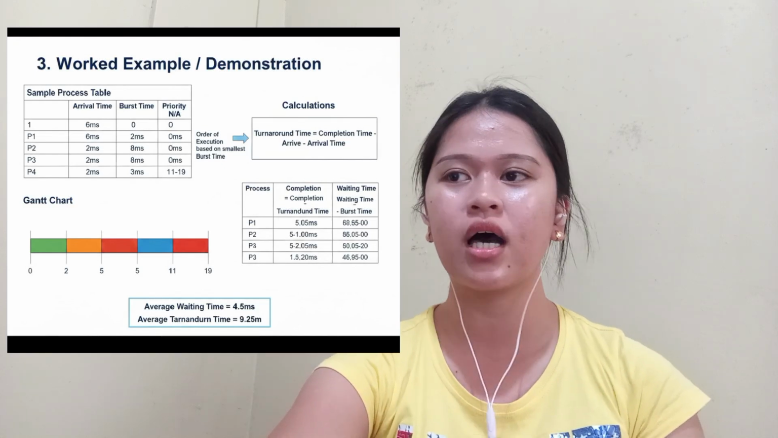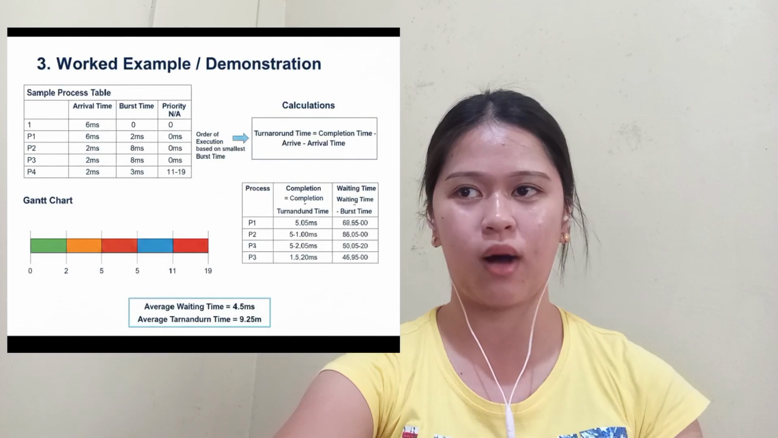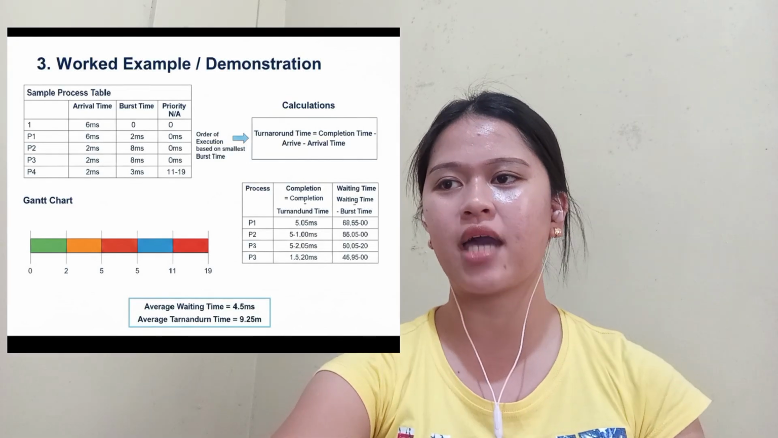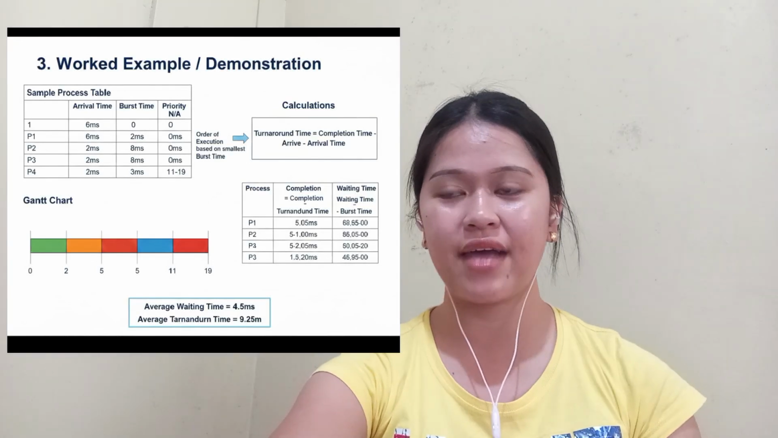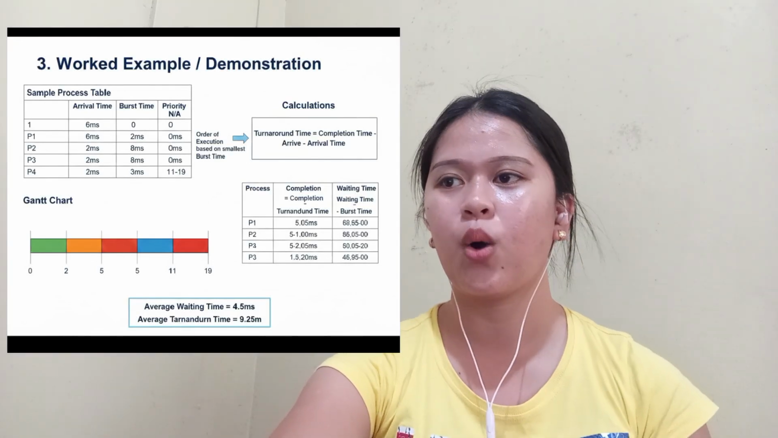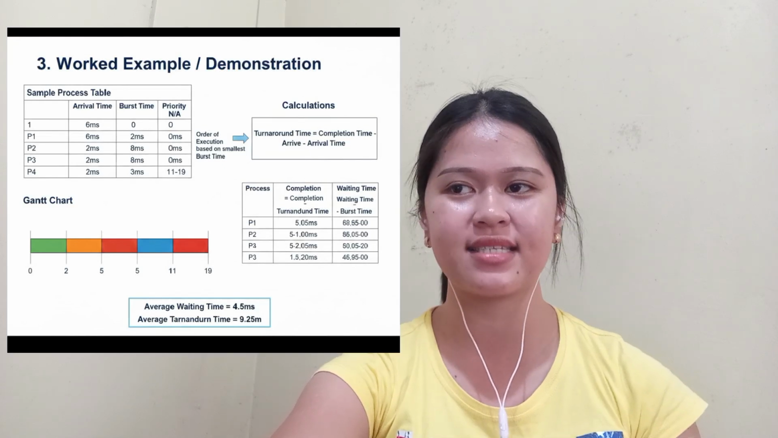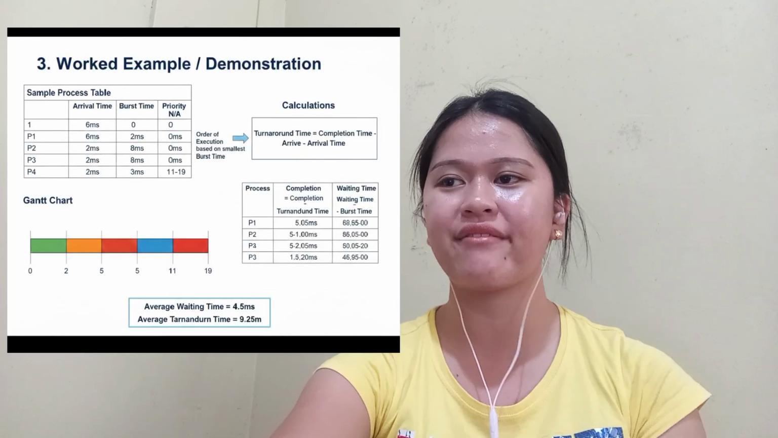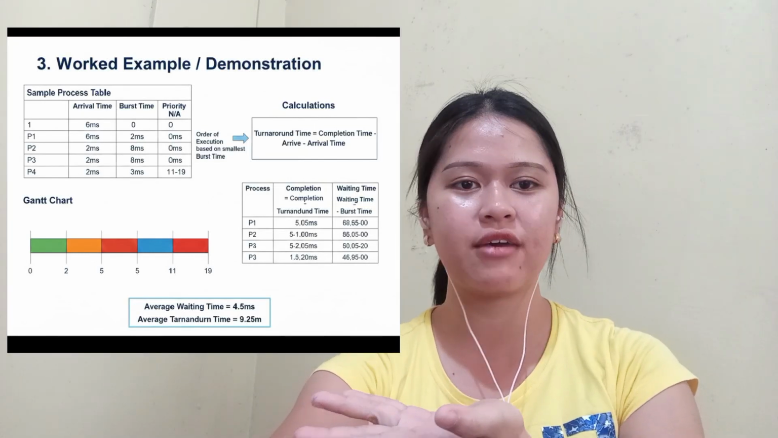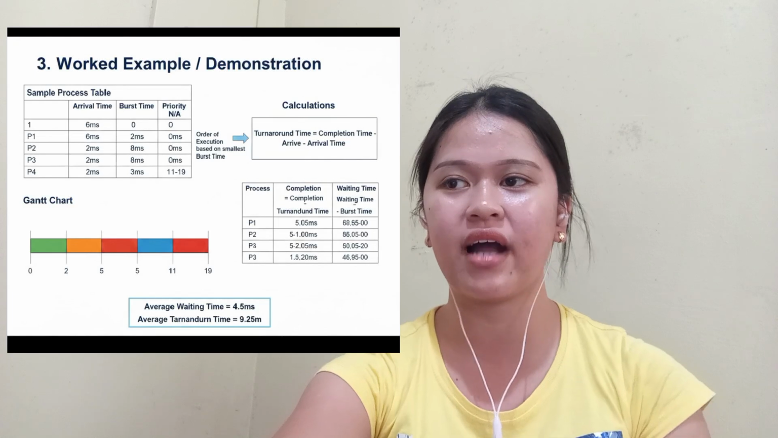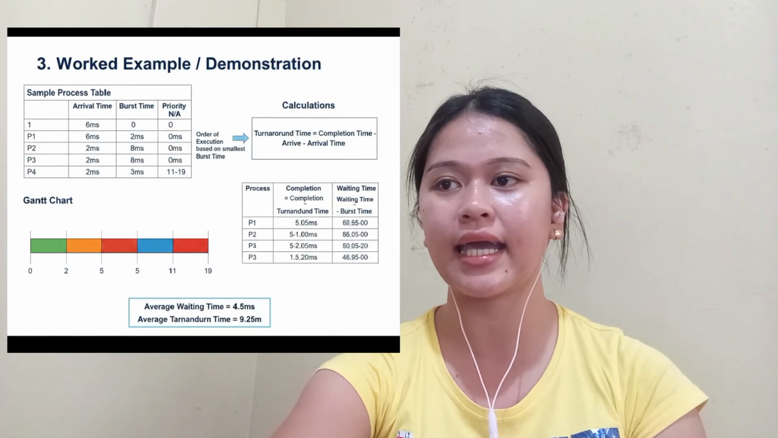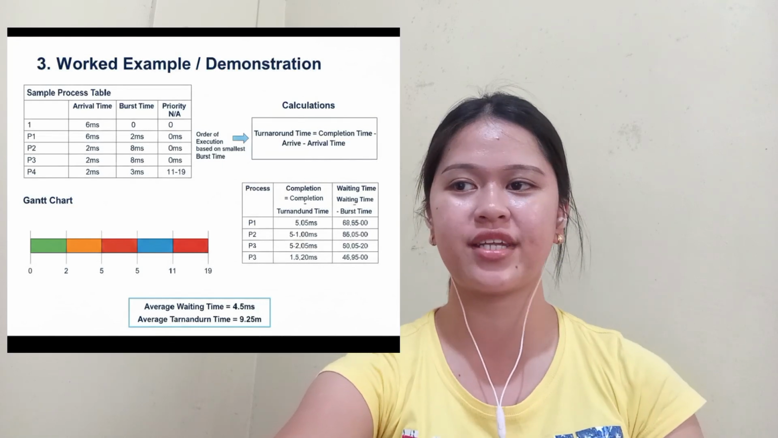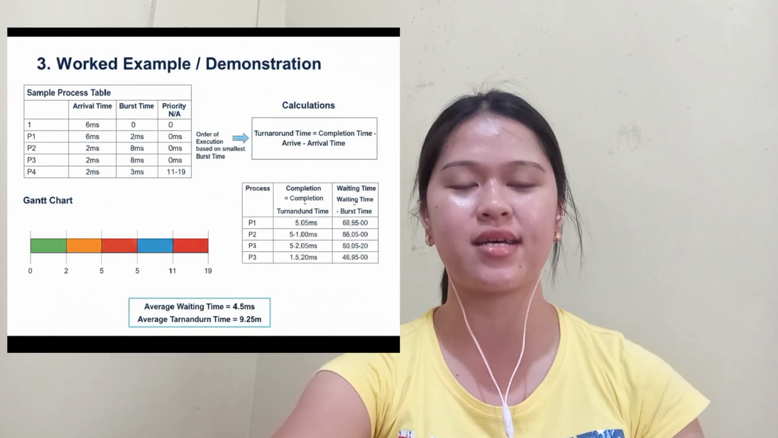For the calculation, to find out how efficient this was, we calculate the waiting time and turnaround time. Turnaround time is simply the total time from arrival to completion. Waiting time is how long the process sat in the queue before it started. As you can see in our results, our average waiting time is only 4.5 milliseconds. Our average turnaround time is 9.25 milliseconds. By starting with the shortest job, we keep the average wait time as low as possible.